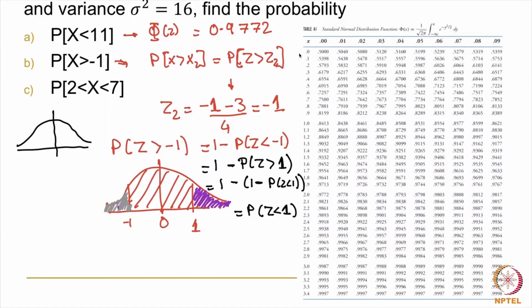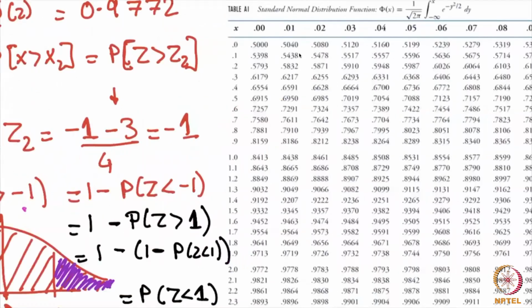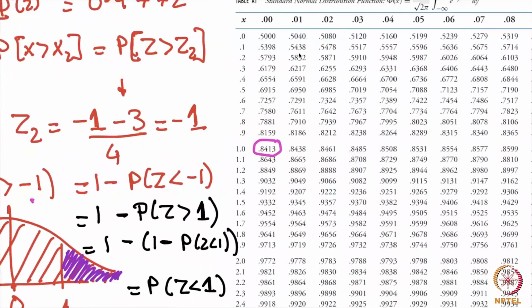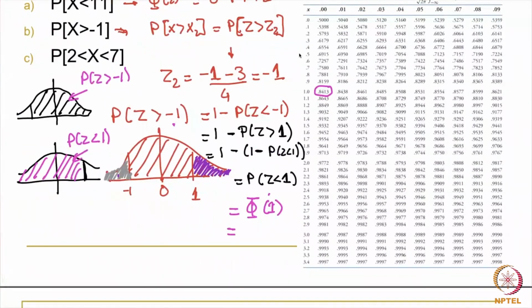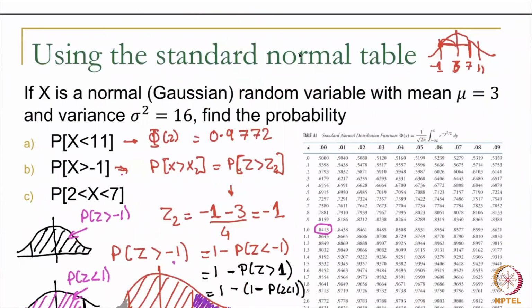So I wanted the probability that Z is greater than minus 1, which is this probability. By symmetry, you can see that this is exactly the same as this area. So this is the probability that Z is greater than minus 1. This is the probability that Z is less than 1. So the two are the same, which basically is phi of 1. If you see phi of 1, it's here, 0.8413. So you can say that this probability is 0.8413. What probability? The probability that X is greater than minus 1.